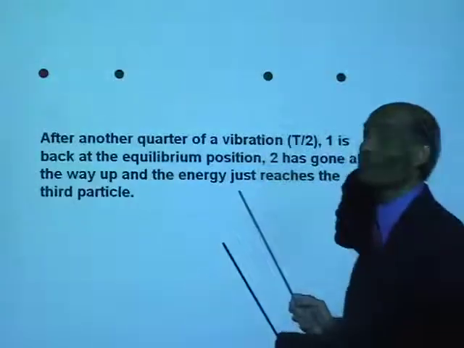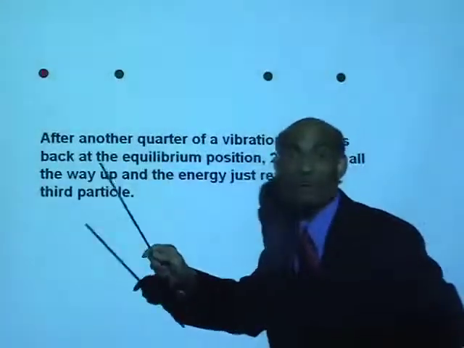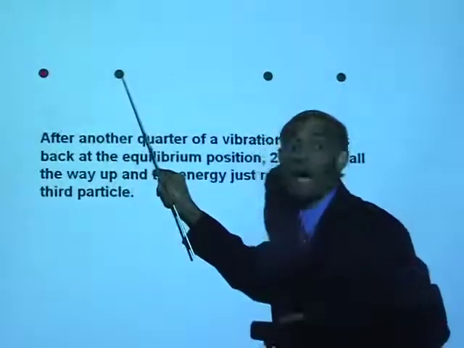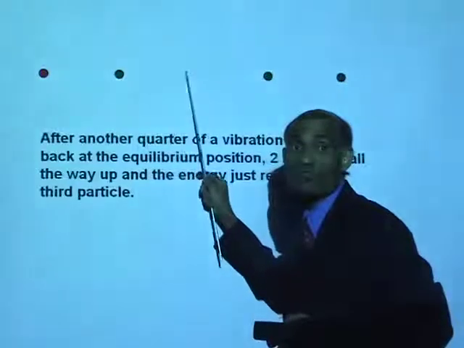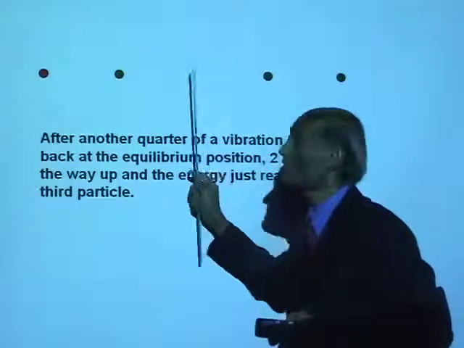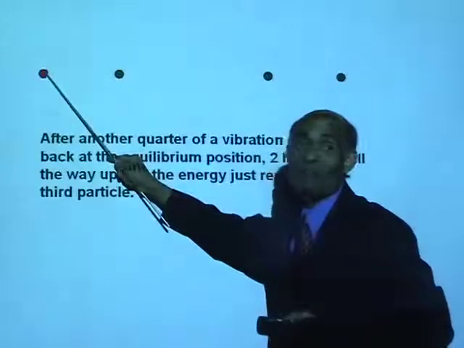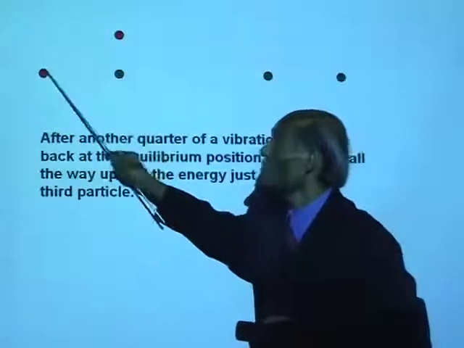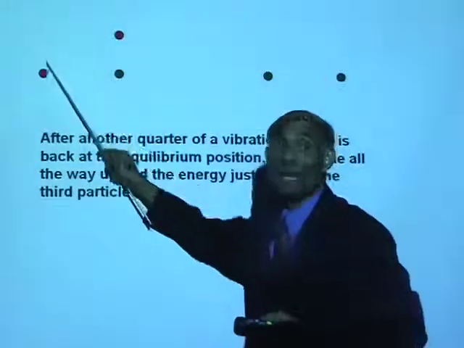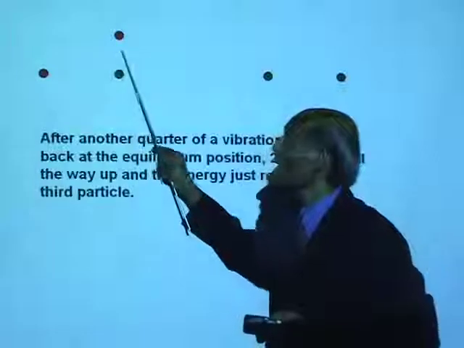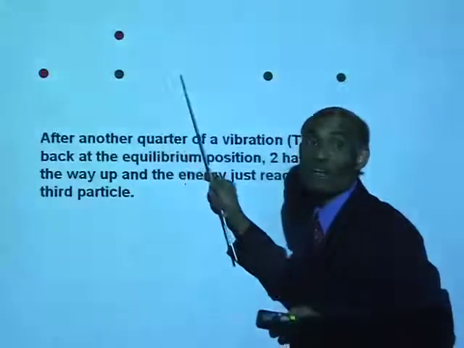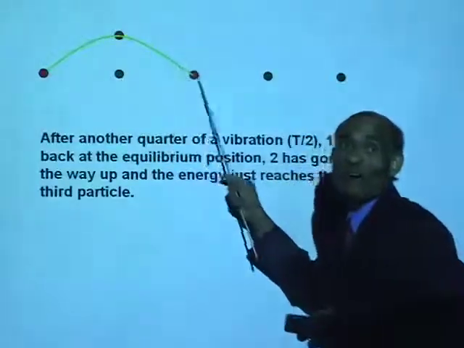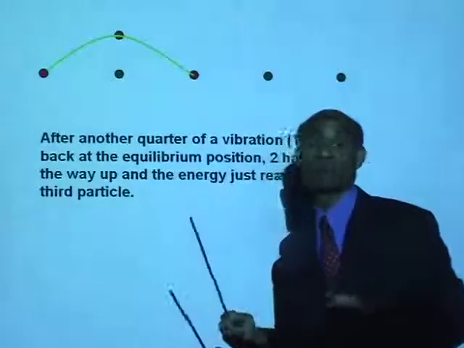After another quarter of a vibration, which means after half a period, you see, this is 1/4, after another quarter, the energy is going to reach this particle. So tell me, where is the first particle now? The first particle has completed half a vibration. You see that? The second particle has done a quarter of a vibration, and the energy just reaches the third particle. And look at the profile of the three particles now.